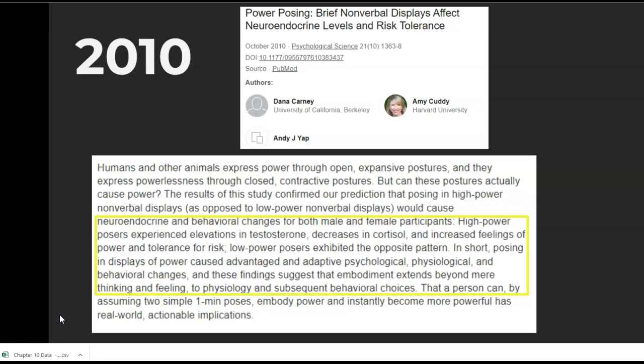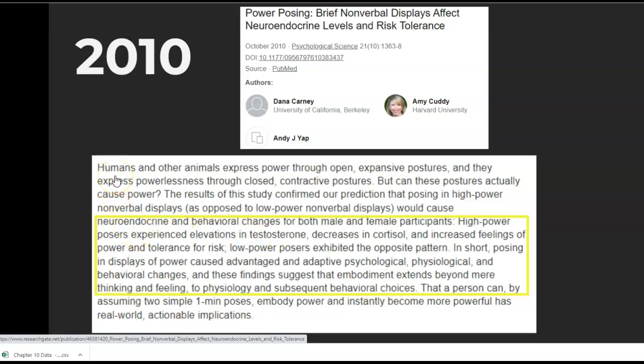But what they also looked at were changes in levels of testosterone, and they found that people in high power posing positions had higher levels of testosterone compared to lower positions. They found decreases in cortisol, so that cortisol levels went down when people were in a high power position, and that they also felt increased power, and they had a higher tolerance for risk. And low power posers were the opposite.